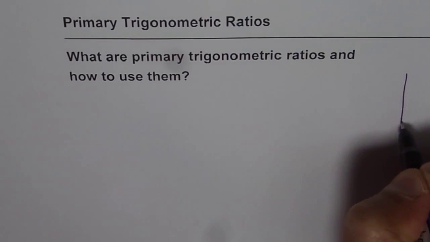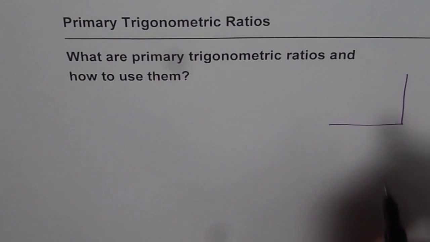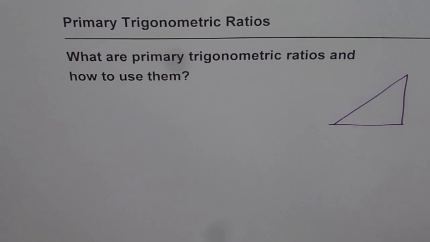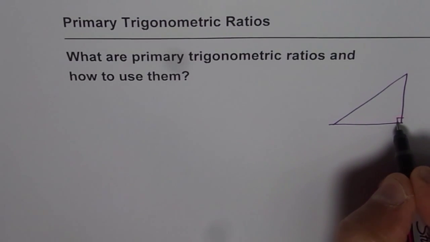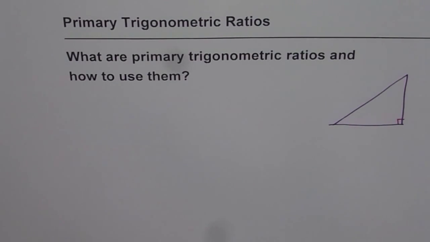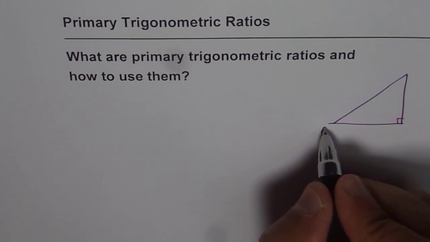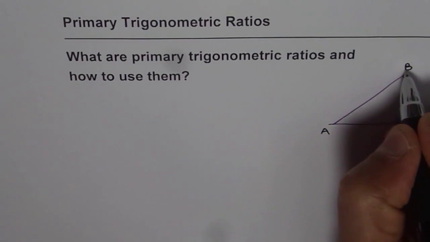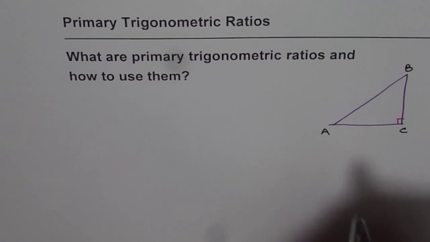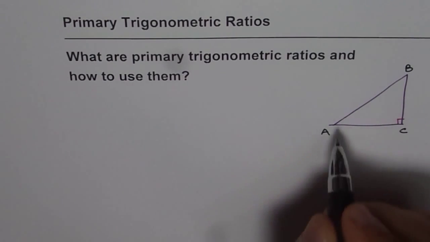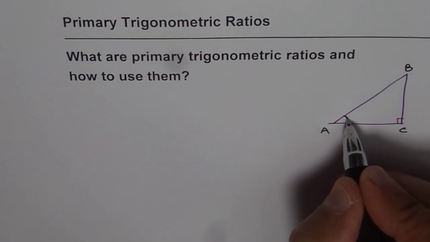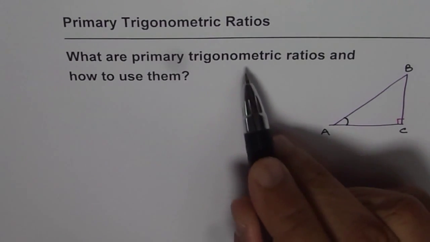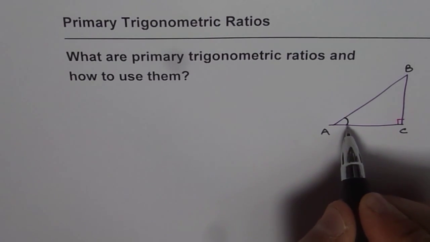So let me make one right triangle here. Let's say that is a right triangle in which we have the right angle at point C. Let's say this is vertex A, this is vertex B, this is vertex C. Then in the right triangle, these are the two legs and that's the hypotenuse, the side opposite to the 90 degrees. We'll consider angle A and then write down all the primary trigonometric ratios with respect to this angle.